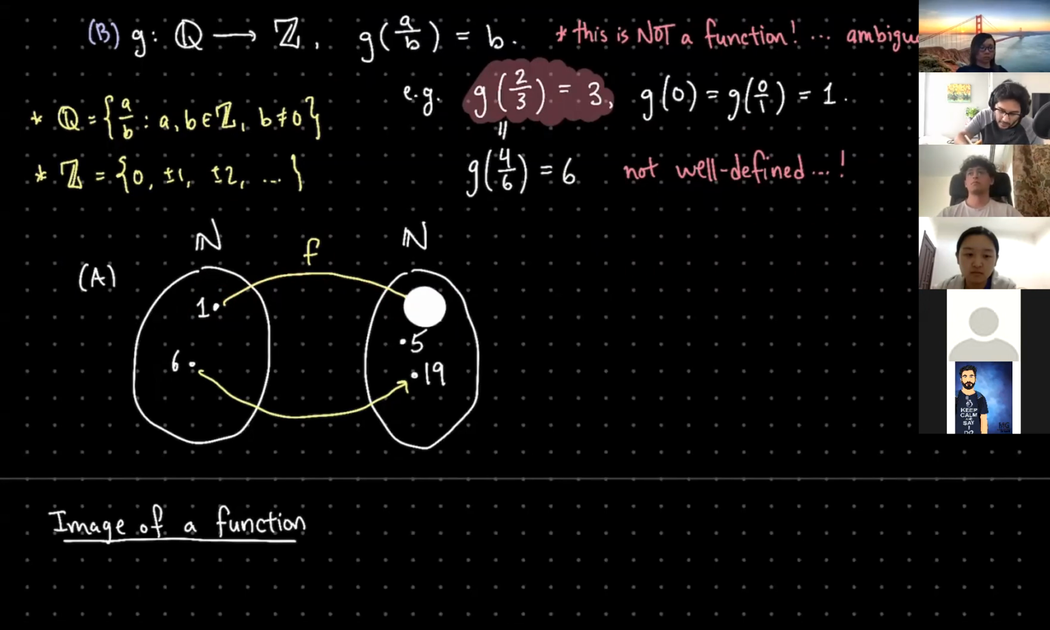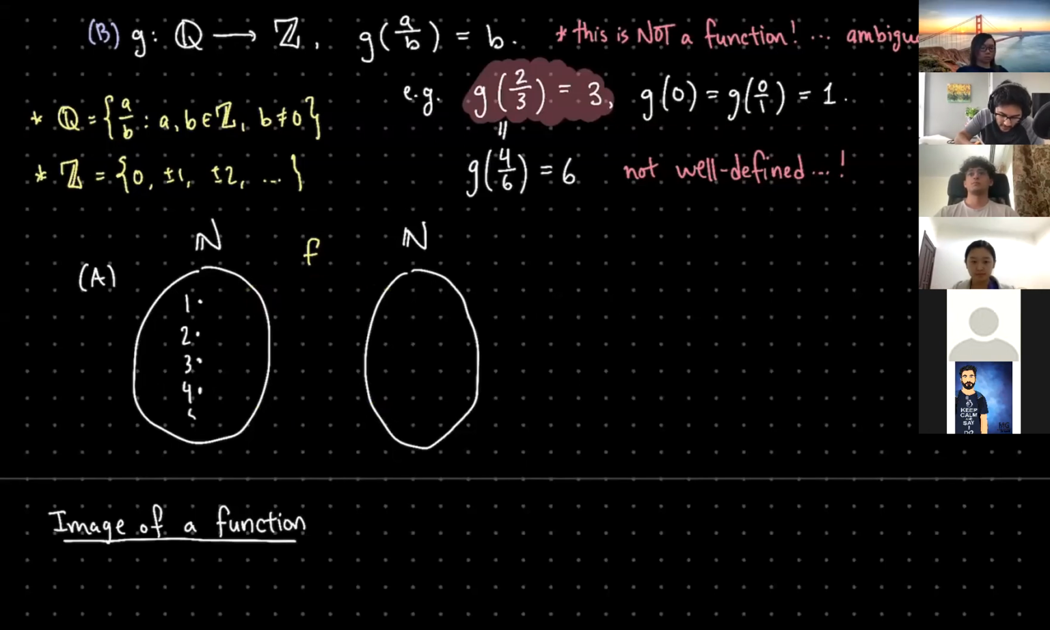Right here, okay. Let me make this a bit more concrete. Let's just do all the numbers 1, 2, 3, 4, and 5. Let's do all of those. And let's write 1, 2, 3, 4, 5, 6, 7, 8, 9, 10. Let's just write a lot there.